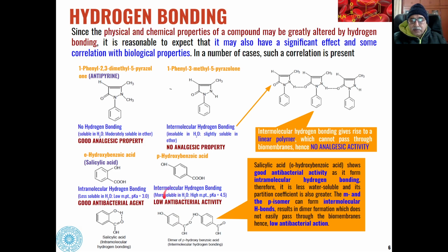because of the intermolecular hydrogen bonding, it shows more solubility in water, whereas because of intramolecular hydrogen bonding, this is less soluble in water, and because of that, this is having a good antibacterial activity, whereas this is having a low antibacterial activity. So again, the extent of hydrogen bonding affects the biological activity of different types of molecules.